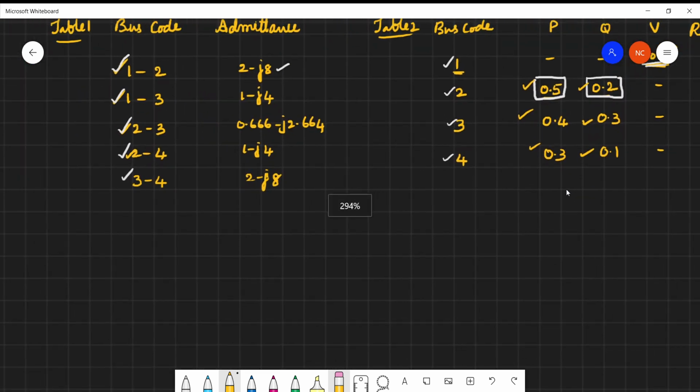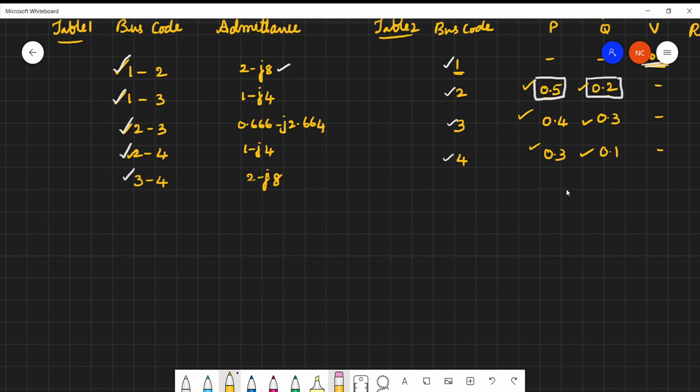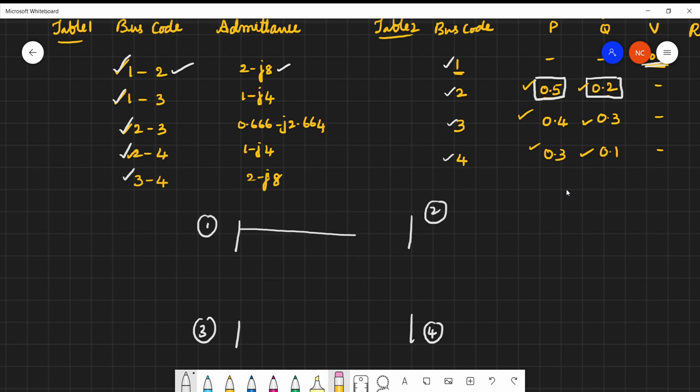According to the given data, we can draw the bus diagram or line diagram of the given system. Here is the first bus, this is the second bus, third, and then fourth. The connectivity should be based on table 1 data. From table 1, a 1 to 2 connection is there, whose admittance is 2 minus j8. Similarly, a 1 to 3 connection is there, whose admittance is 1 minus j4. Next, a 2 to 3 connection is there.